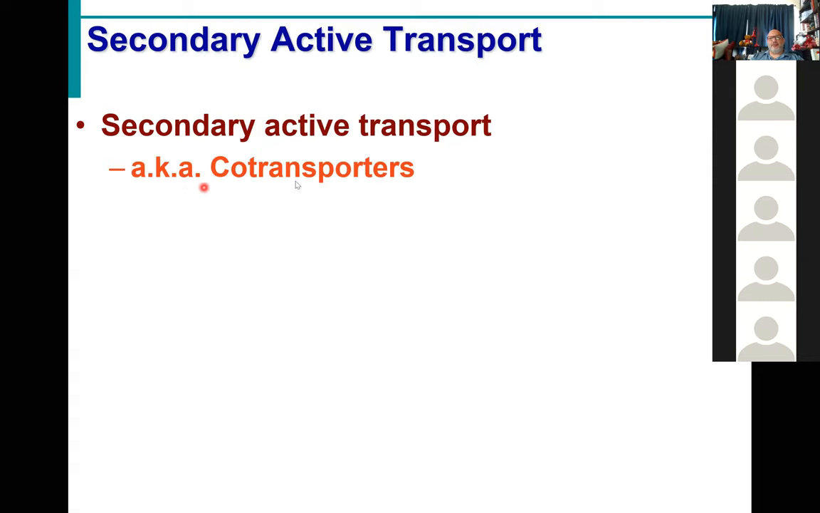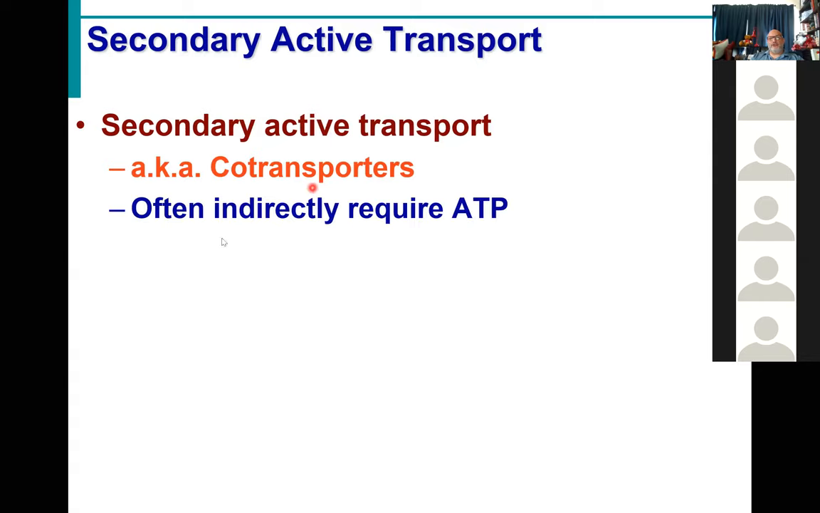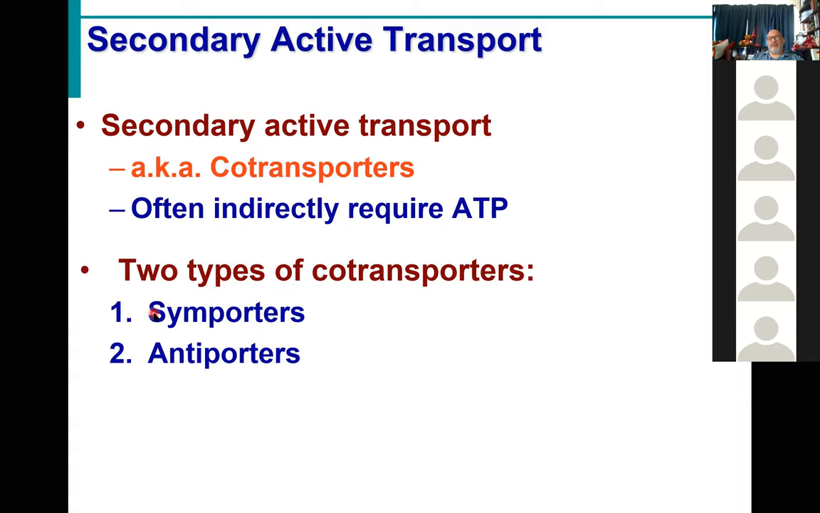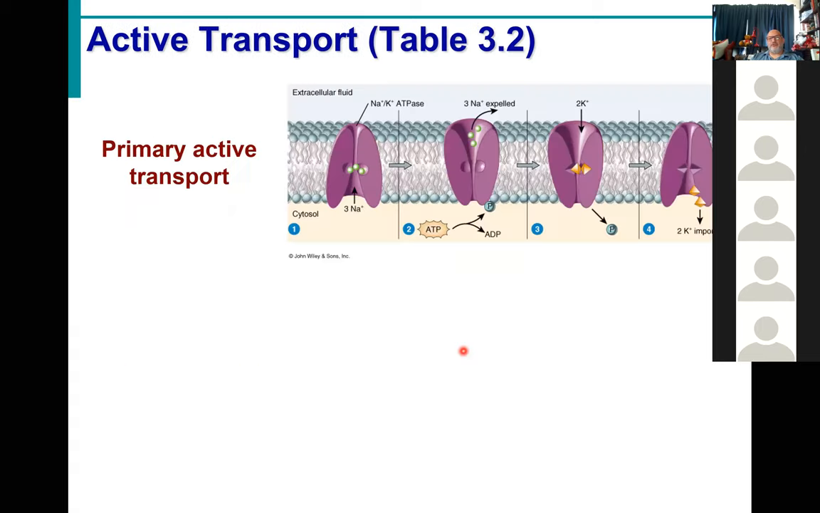Secondary active transporters are our co-transporters. They indirectly use ATP to do the work for them. And there are two types: symporters, where both molecules move in the same direction, and antiporters, where both molecules move in opposite directions. All right, here are the pretty pictures.